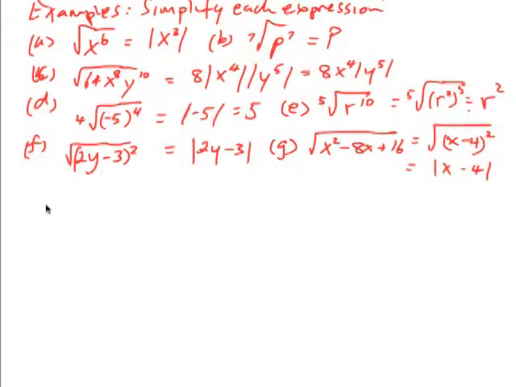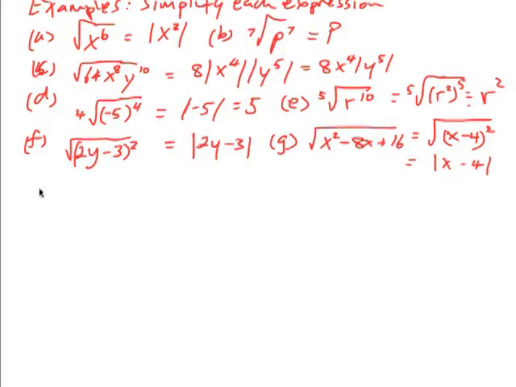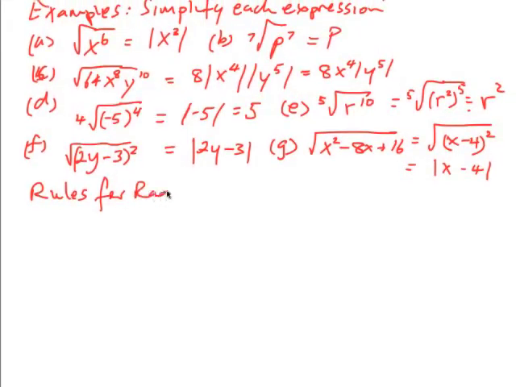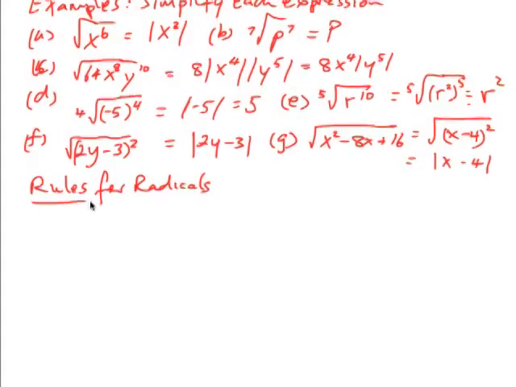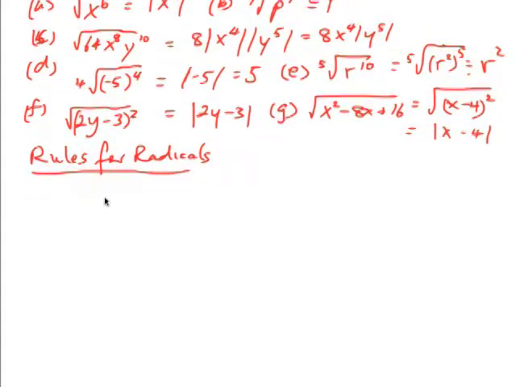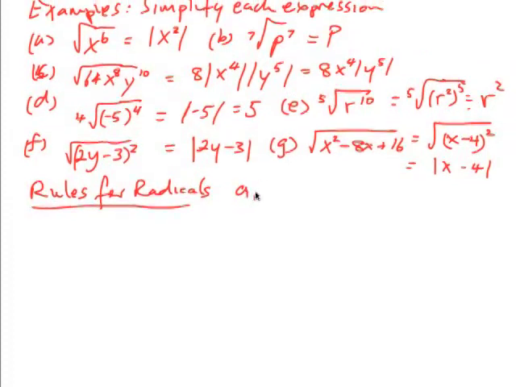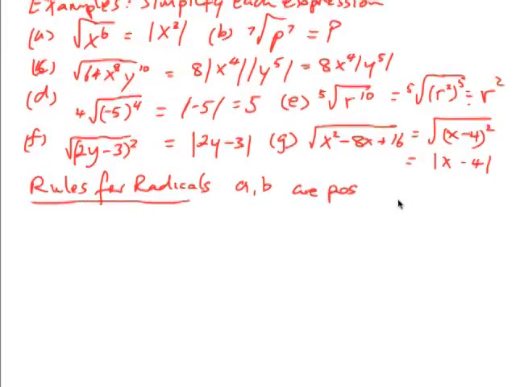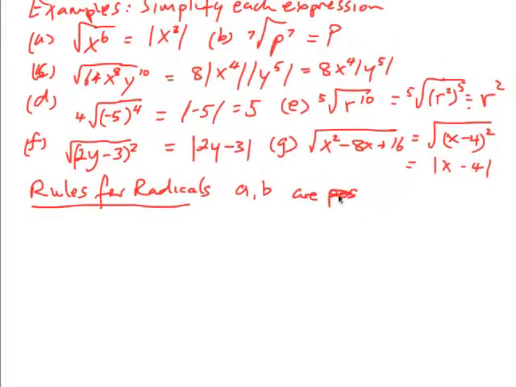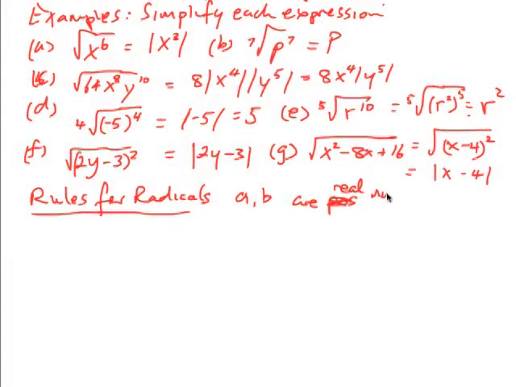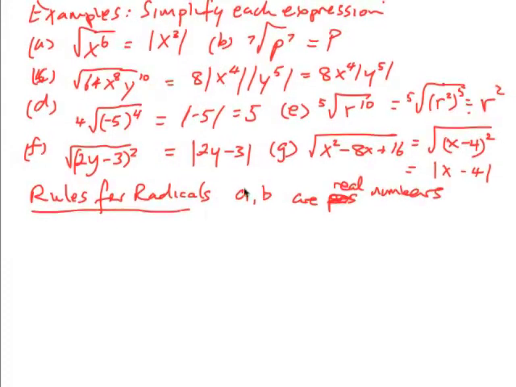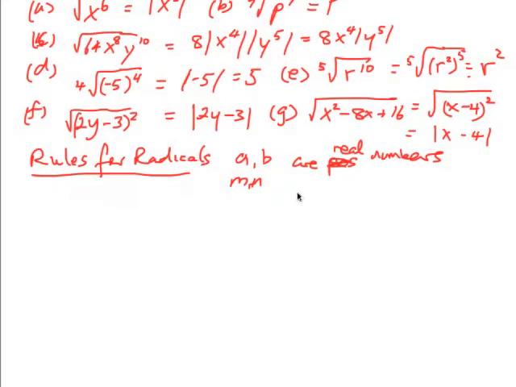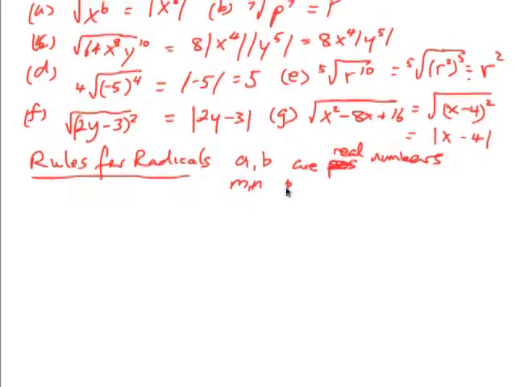Alright, so we've got some basic rules for radicals here. Right, and these are the rules. Okay, so here we've got A and B are real numbers, and let's suppose that M and N are positive integers.